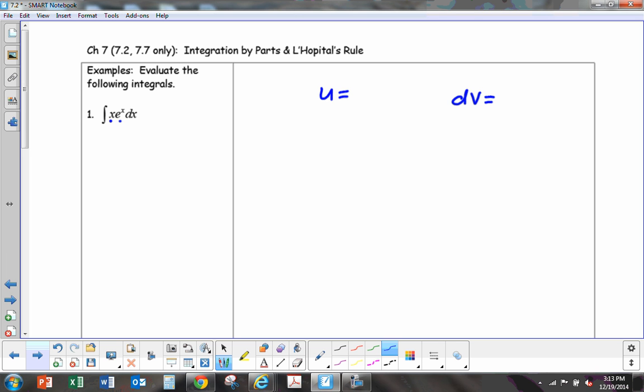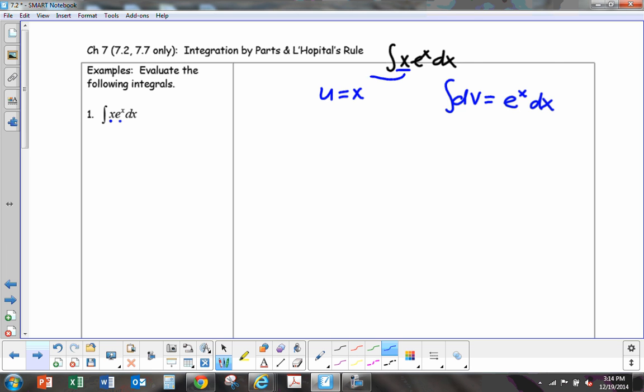But since I have to eventually integrate this dv, I don't really want to integrate x, because then it's going to turn into x squared over 2, and that didn't get simpler, that got worse. So let's pick u as x. Let's pick dv as the rest of what I see. So e to the x dx. You're starting with your original problem, x e to the x dx. And you are assigning all the different components to either fit under u or to fit under dv.